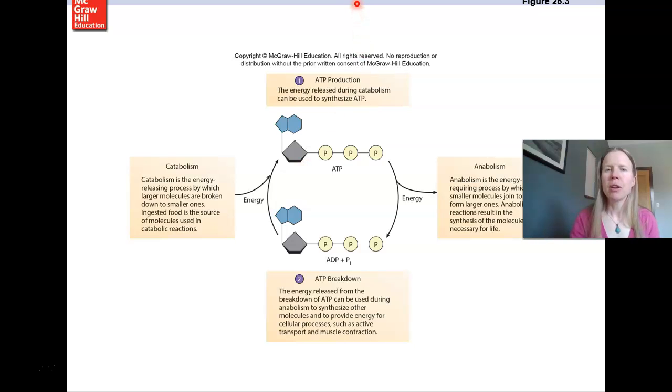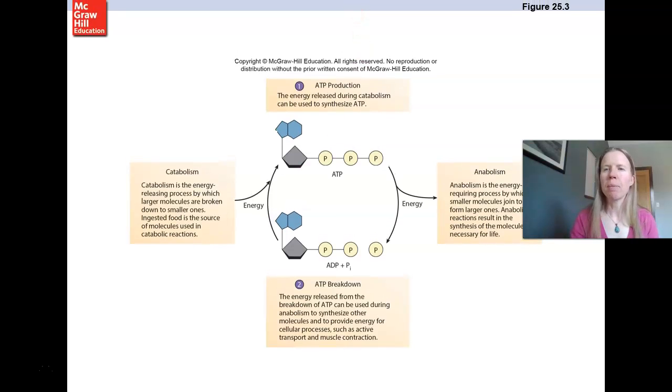Sorry, I was trying to make the screen bigger. 25.3 is kind of reminding us about ATP. So remember, adenosine triphosphate. This is the molecule that's required for cells to do a lot of work.